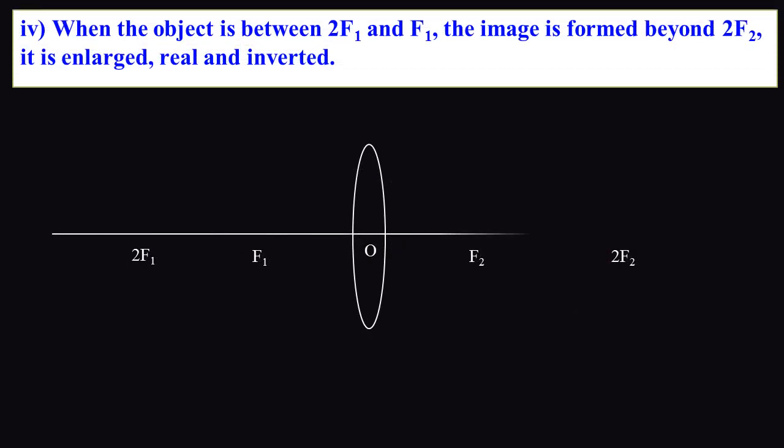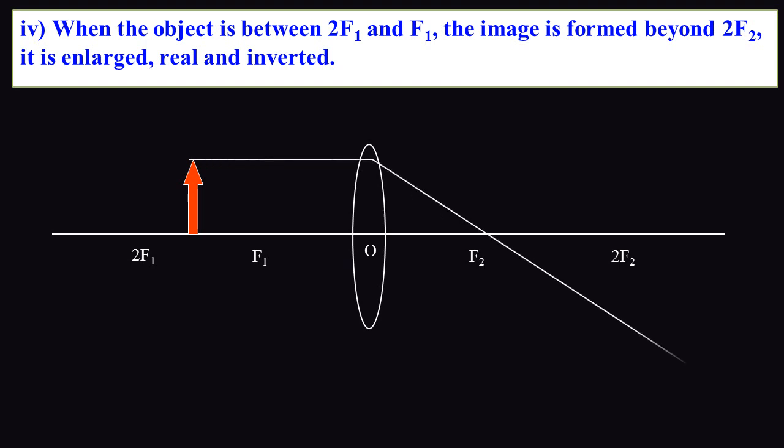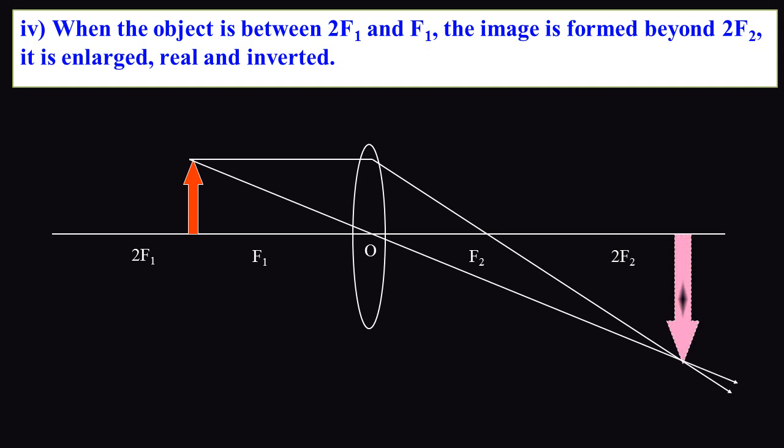Next, when the object is present between f1 and 2f1, then in the same way two light rays will pass through the convex lens. One will be parallel to the principal axis, another through the optical center. After refraction, they coincide at a point beyond 2f2 where the image is formed. So the image is enlarged, real, and inverted.